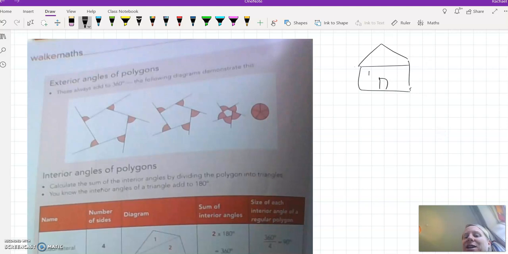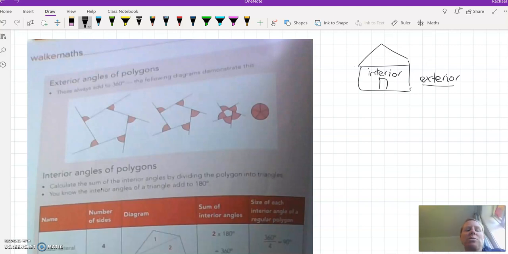Inside whare, interior angles is the inside, okay, just like an interior designer. Your exterior angles are outside, okay, like exit, they're on the outside, ki waho, outside. So they're exterior. So exterior angles of polygons. So we're talking about polygons, they're those shapes with straight sides, and all those edges meet at vertices. So we're talking about what happens with those angles that are all the way around the outside.